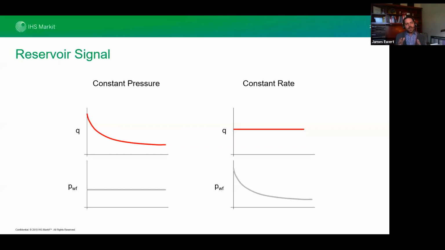And so what I'm hoping to do with this slide is to make it very clear to you the words that I am using when I'm talking about reservoir signal, because it is fundamental to everything else that we're talking about. I want you to know that if you hold your pressure constant, now this pressure, please note, the pressure I'm talking about is your bottom hole pressure. I'm talking about the pressure at the downhole. PWF, wellbore flowing pressure.